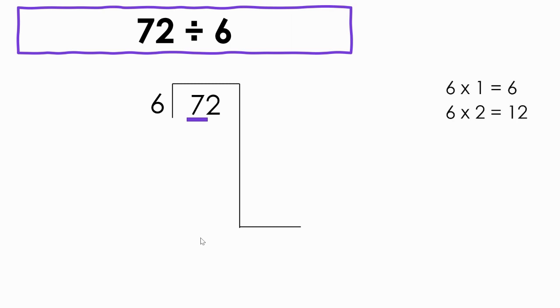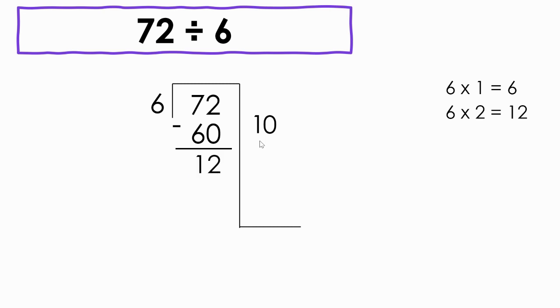6 times 2 is 12. Oh, well, 12 is already too big. It's bigger than 7. So we're going to look at our first multiple of 6. 6 times 1 equals 6. So we're going to put a 1 on the outside here. But remember, the 7 is in the tens place. So we're not multiplying 6 times 1. We want to multiply 6 times 10. So it's really 6 times 10, which equals 60. So now we can subtract 72 minus 60, and we have 12 left over.